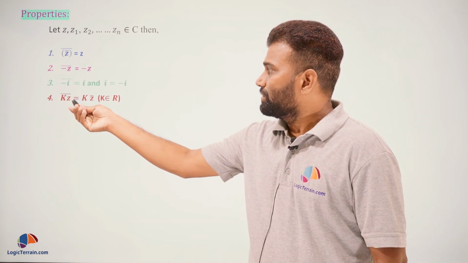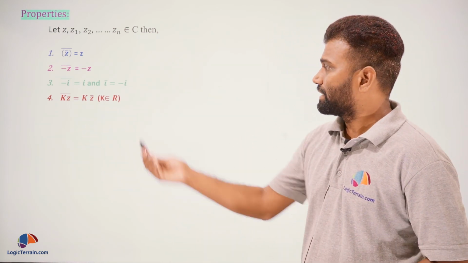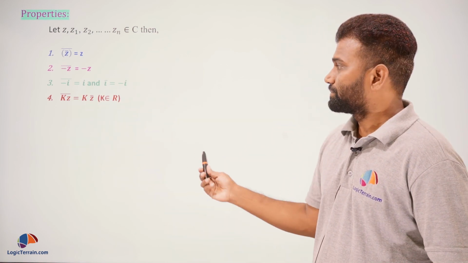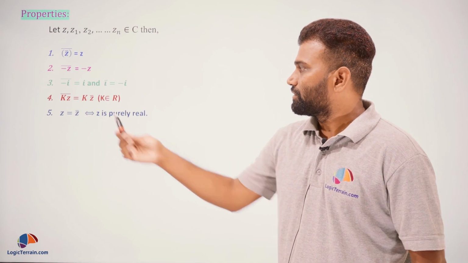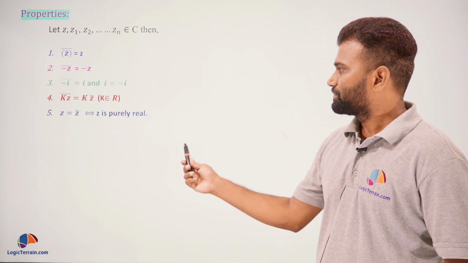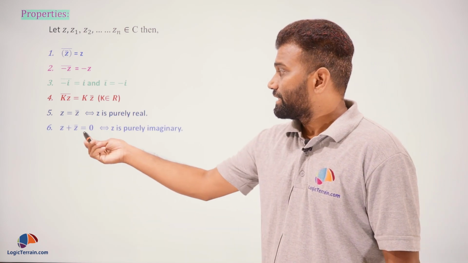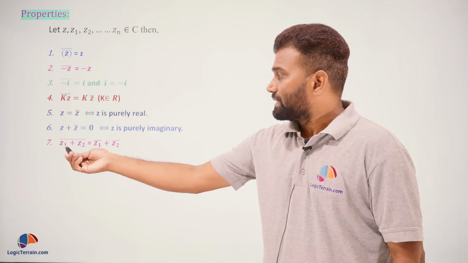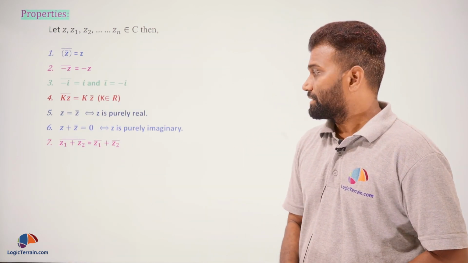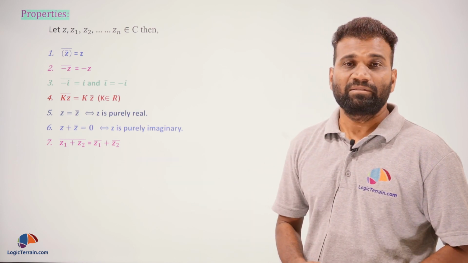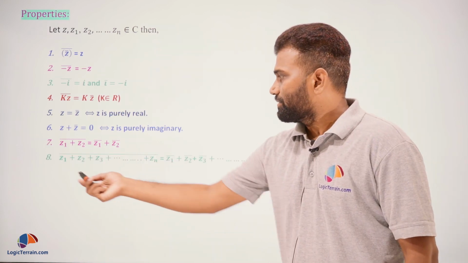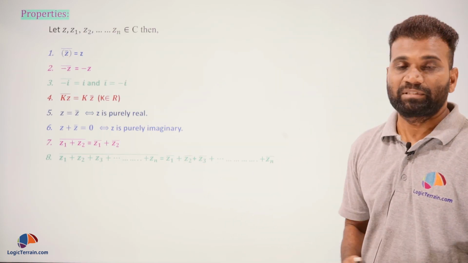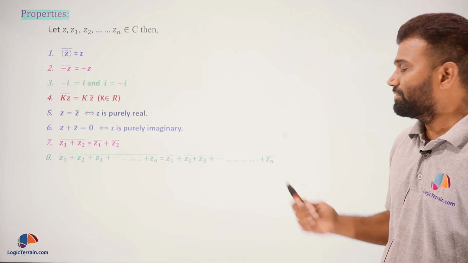The conjugate of k into Z, where k is some constant which belongs to the real numbers, is k into the conjugate of Z. Z is equal to its conjugate if and only if Z is purely real. Z plus Z conjugate is equal to 0 if and only if Z is purely imaginary. The conjugate of Z1 plus Z2 is equal to the conjugate of Z1 plus the conjugate of Z2. The conjugate of Z1 plus Z2 plus Z3 and so on Zn is equal to the conjugate of Z1 plus the conjugate of Z2 plus the conjugate of Z3 and so on the conjugate of Zn.